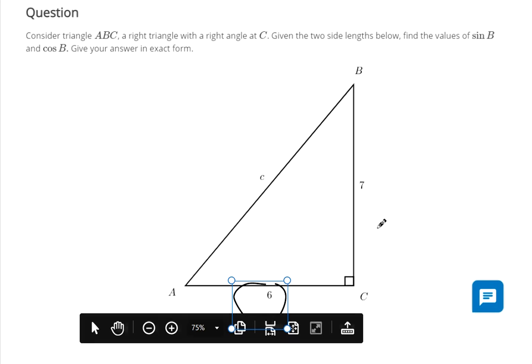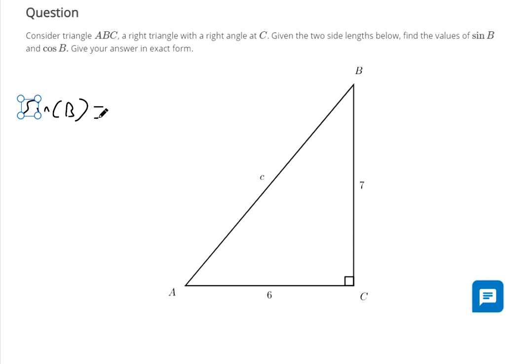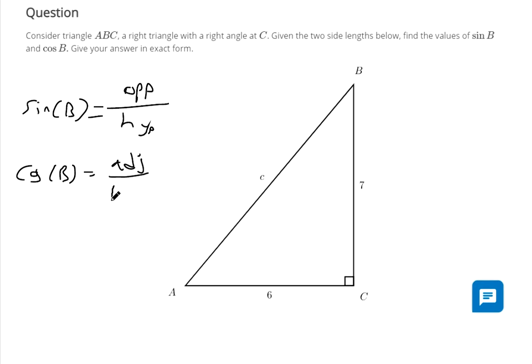So we're given these two side lengths. We're supposed to find the values of sine of B. So sine of angle B is going to be whatever is opposite of angle B divided by the hypotenuse of the triangle. And cosine of B is going to be the adjacent to angle B. There's two angles that are next to it. One of them is the opposite, so the other is the adjacent, divided by the hypotenuse.